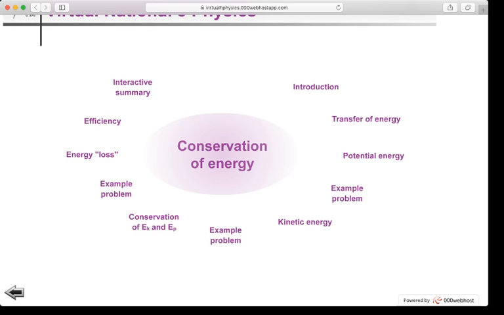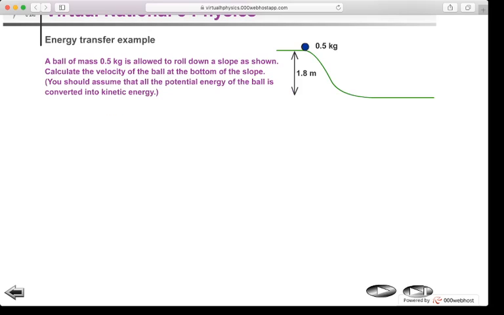But let's look at that worked example I mentioned. So here we've got a ball of mass 0.5 kilograms and it's rolling down a slope, but the height of the slope from the top to bottom is 1.8 meters. And it says here you should assume all potential energy is converted into kinetic energy. Now we'll look next week at why that might not be the case.